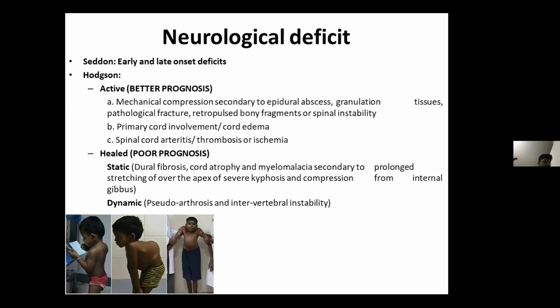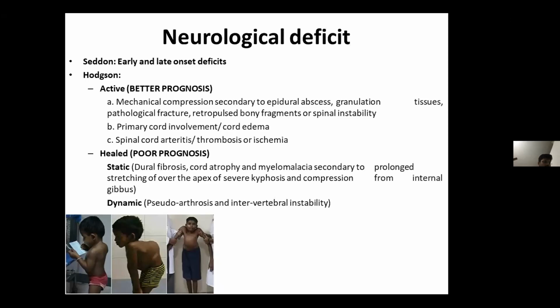the most common possibly is mechanical compression, maybe due to an epidural abscess or a granulation tissue, or the destruction causing a pathological fracture, spinal instability, or pressure from direct bony fragments. Apart from this, there can be a direct involvement of the spinal cord, which can cause deficits, or rarely it can directly involve the arteries, which can get thrombosed, and that can lead on to spinal cord ischemia. The deficits during the healed phase typically carry a poorer prognosis.